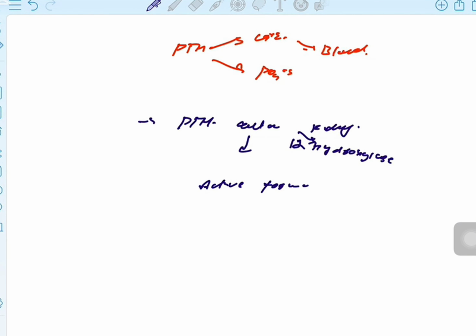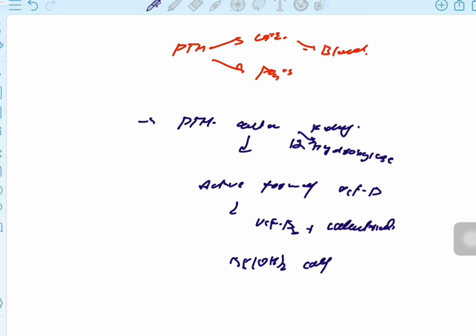And what is the name of the active form of vitamin D? We will say it is vitamin D3, or calcitriol, or 1,25-dihydroxycholecalciferol. These three are the names of the active form of vitamin D.